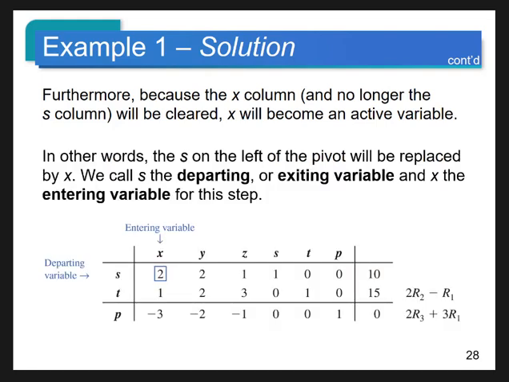Now, because the X column is no longer active, we cleared it out. We got rid of one of our row values. This is what we call the departing variable, because it is the row that we're using as our pivot. And this is the column that we're pivoting, so X is actually going to replace the S over on the left side. That's going to help us when we get all done with this, to figure out what that row tells us. What value in the problem is that row giving us?